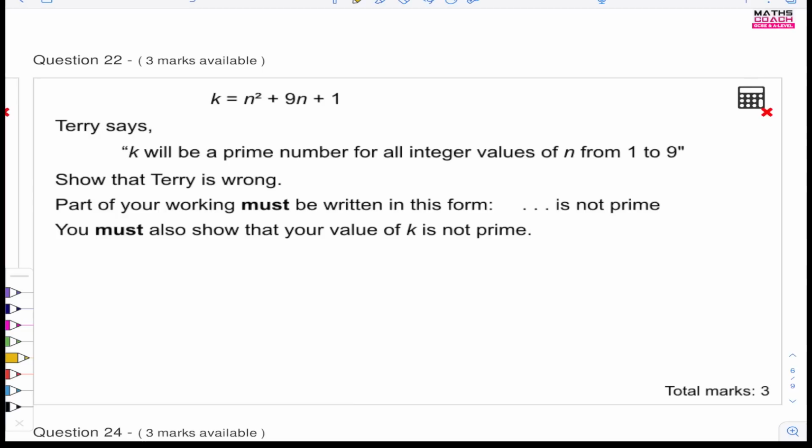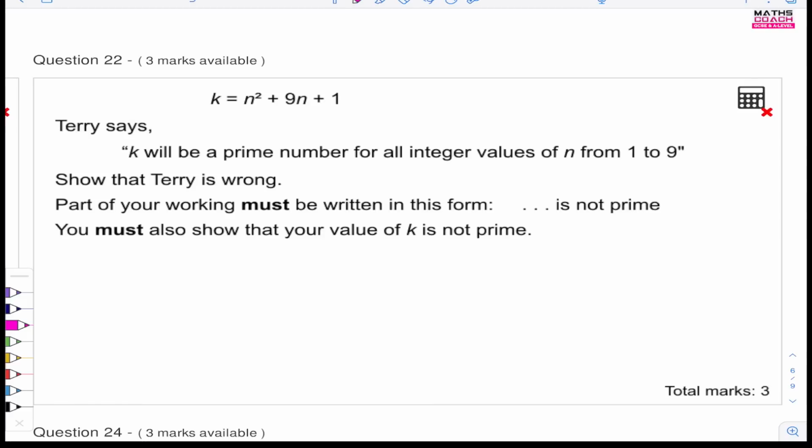Question 22. k is equal to n squared plus 9n plus 1. Terry says k will be a prime number for all integer values of n from 1 to 9. Show that Terry is wrong. So Terry is saying that k will be a prime number, whatever value of n you put in from 1 to 9. So if you put a 1 in here and in here, Terry is saying that it will give a prime number. All you have to do is show that he's wrong by putting a value of n between 1 to 9 that doesn't give a prime number. So let me show you.